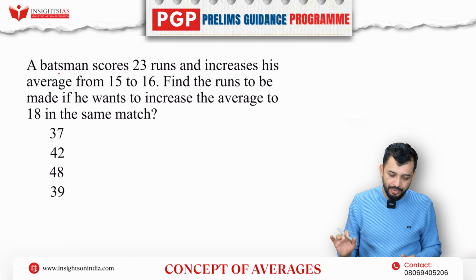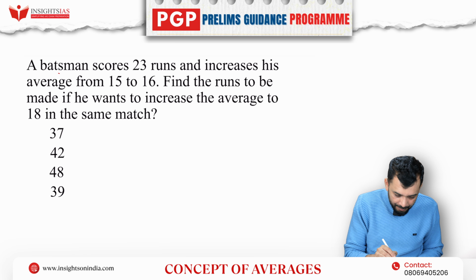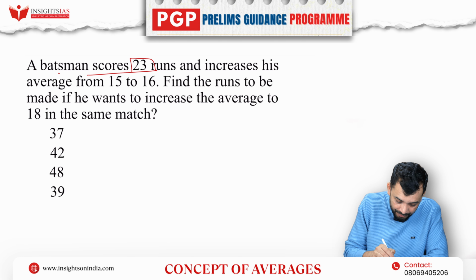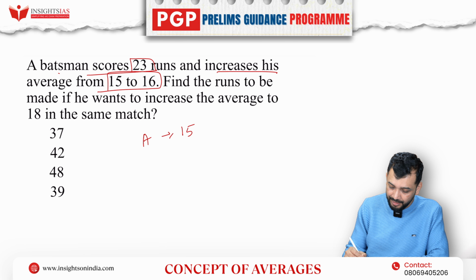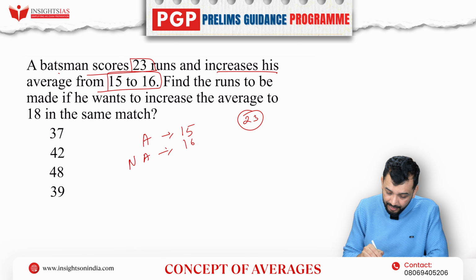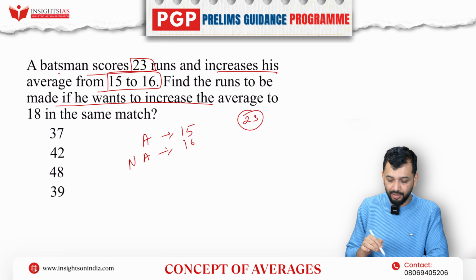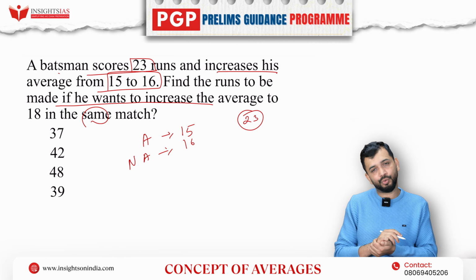Now these 2 problems I will do, and then I will end your chapter. Now what is the problem? A batsman scores 23 runs, which increases his average from 15 to 16. That means his previous average was 15. When he scored 23 runs, his new average became 16. Okay. Find the runs he is supposed to score if he wants to increase the average to 18 in the same match, not in the next match. If he is supposed to increase from 15 to 18, how much would he have scored, right?